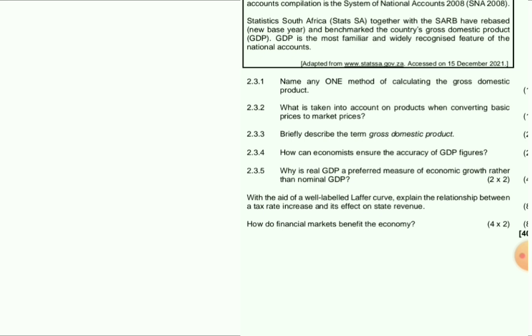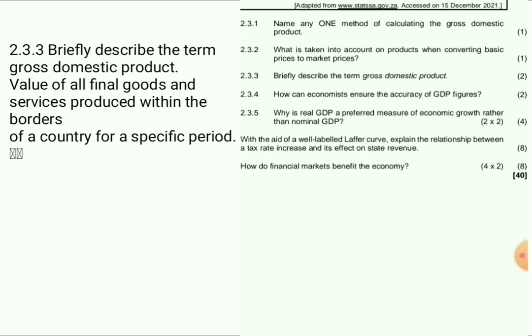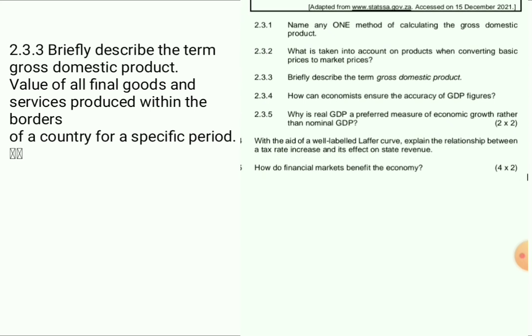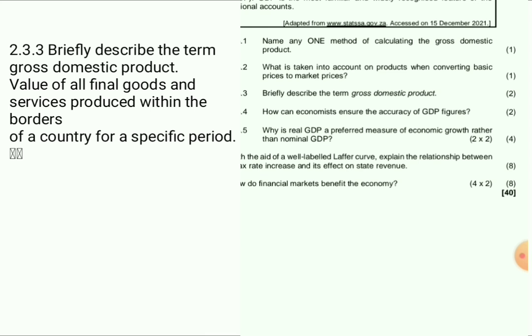Value of all final goods and services produced within the borders of the country for a specific period. This one they always sing in your class. I'm sure you know it. What is gross domestic product? They always sing it in class.